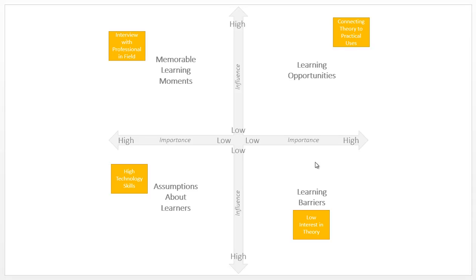So again, by breaking it into things like memorable learning moments, learning opportunities, assumptions that we have about learners and the learning barriers that we anticipate, we can begin making good choices about the design decisions that we have to go forward with. So this is a really useful model to use early on in the design process as a way to help clarify some of our ideas and clarify some of the solutions that we're going to have to develop in our design processes.